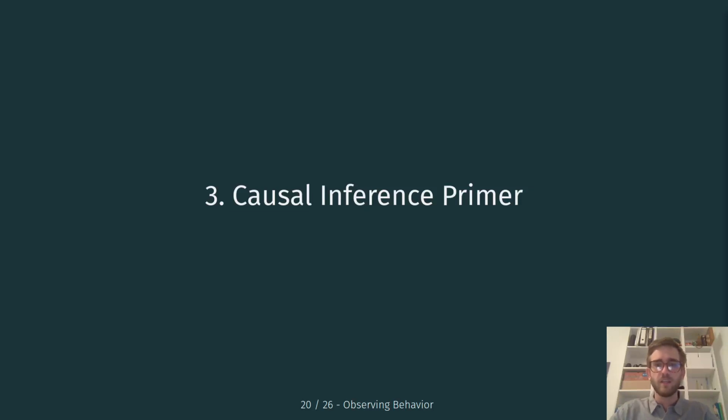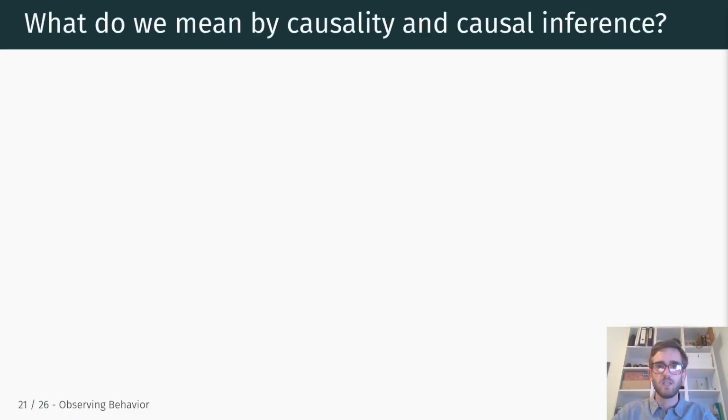Hey everyone. This last video is a brief primer on causal inference and the potential outcomes framework. So to start, what do we mean by causality and causal inference in social science research?